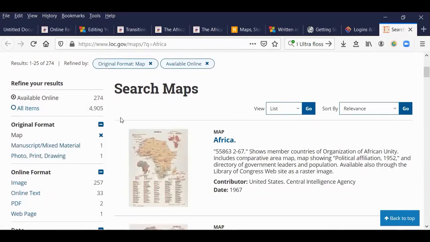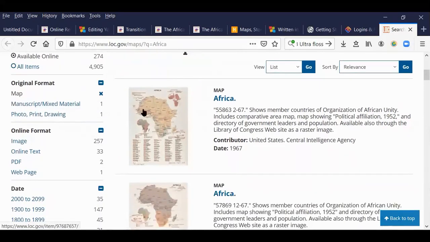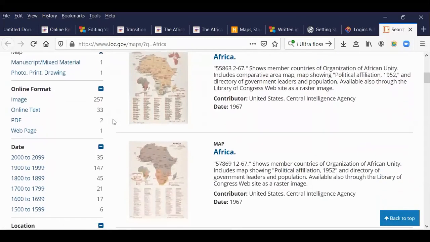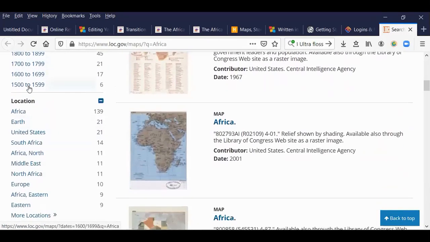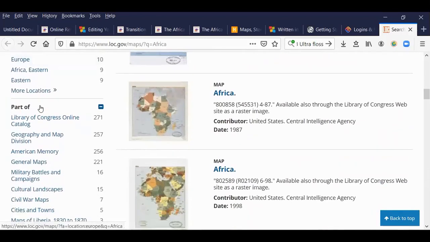Now, in addition, you'll get maps from widely different periods. And it's very important to look at which period you want. Here they actually offer in the left-hand column a way of filtering this by different categories, both historically and by different categories as well as whether it's part of the Library of Congress online catalog, the Geography and Map Division, the American Memory Catalog, and the like.